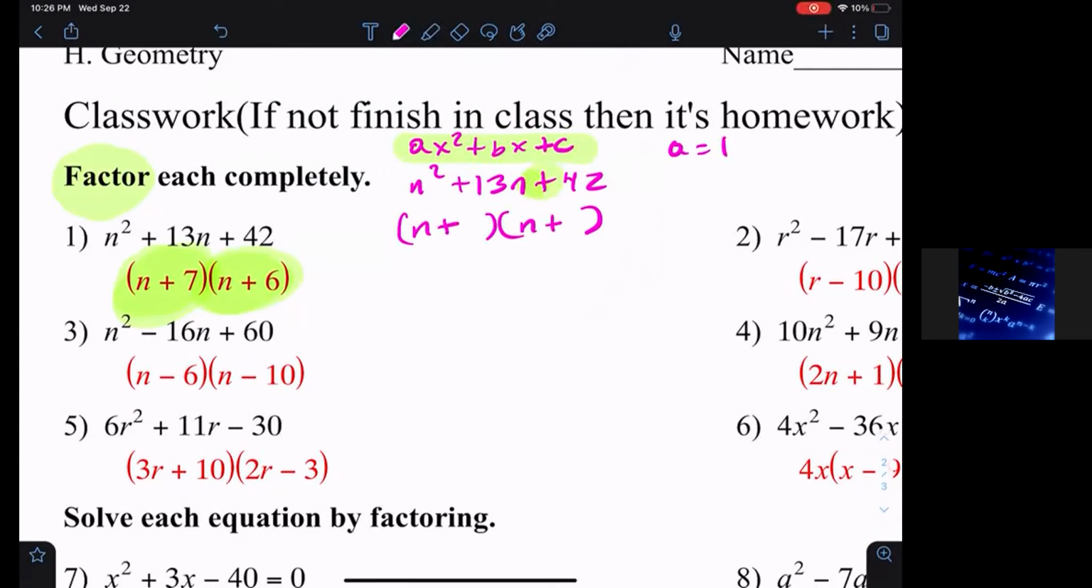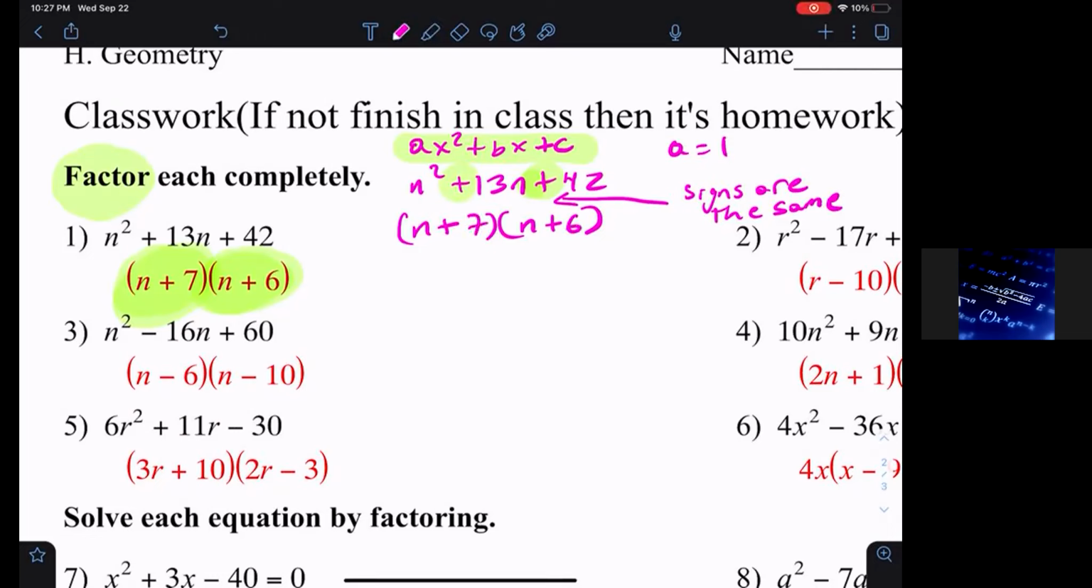How do you know that? This sign tells you the signs are going to be the same inside the parentheses, right? And when you have this positive, that means both are going to be positive. So you think about what two numbers when you multiply give you 42, and when you combine give you 13. So that must be 7 and 6, right?